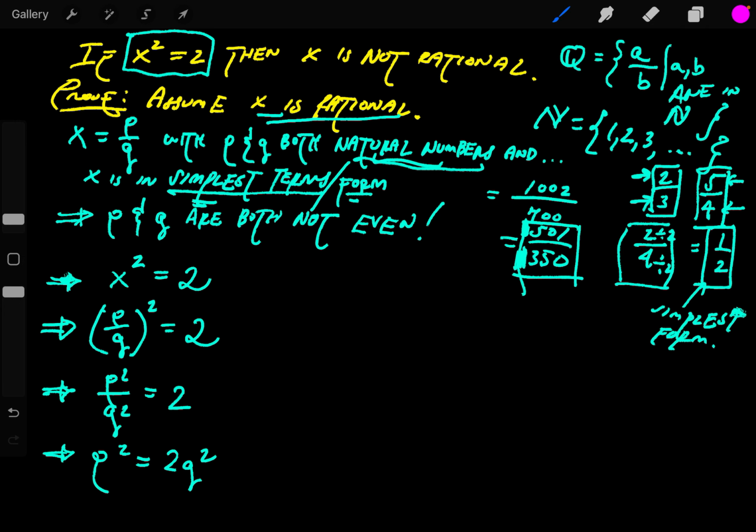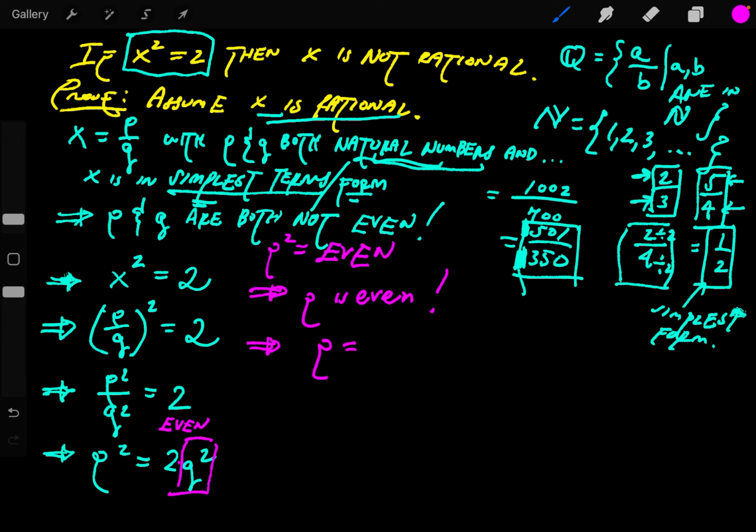Okay, so now let's see what we have from this equation. Well, if we look at 2 times q squared, q is just some natural number, so a natural number times 2 is guaranteed to be even. And then I get that p squared is equal to some even number. But this immediately implies, and you should convince yourself, that p is even. And if p is even, that means that p is a multiple of 2, so p is equal to 2m for some natural number m.